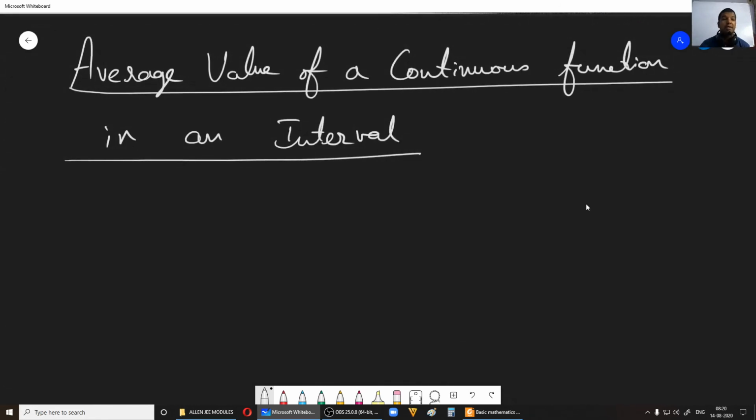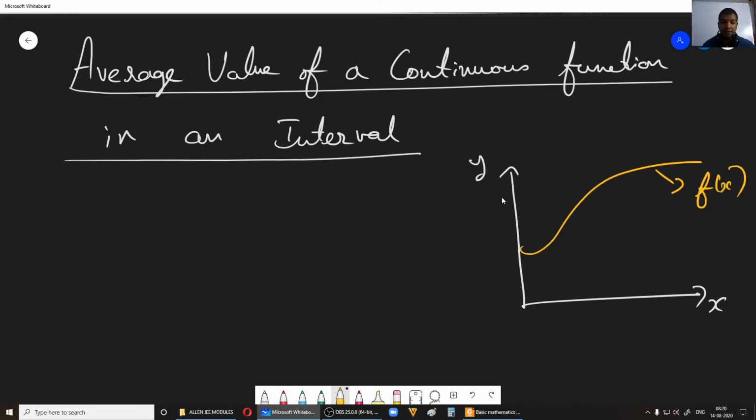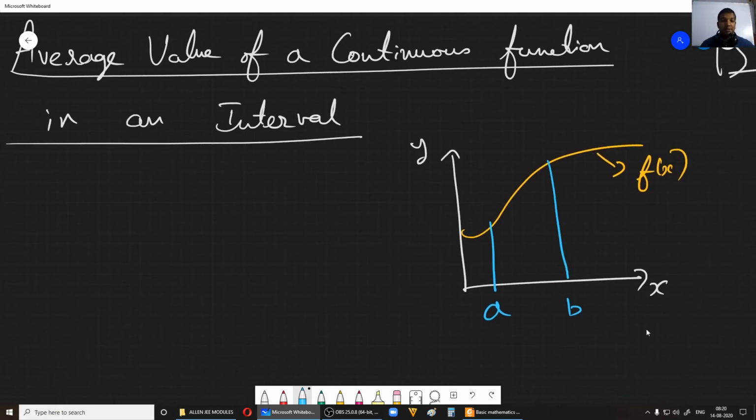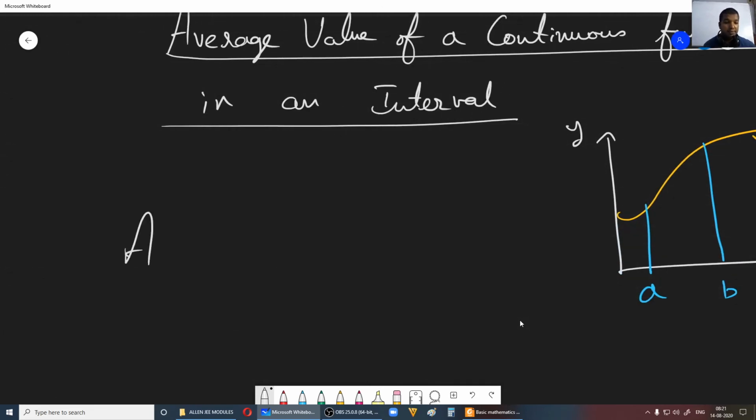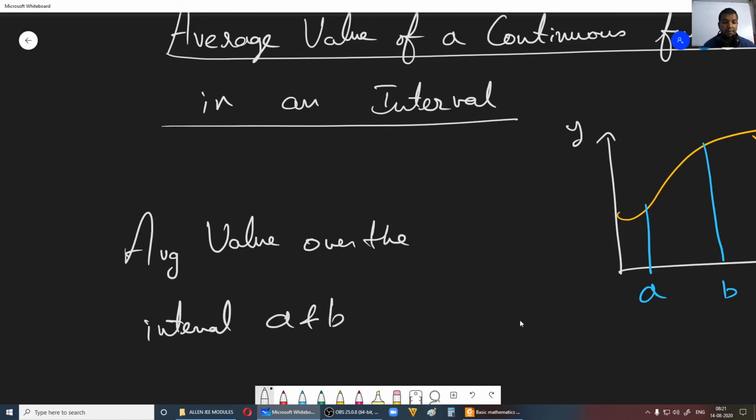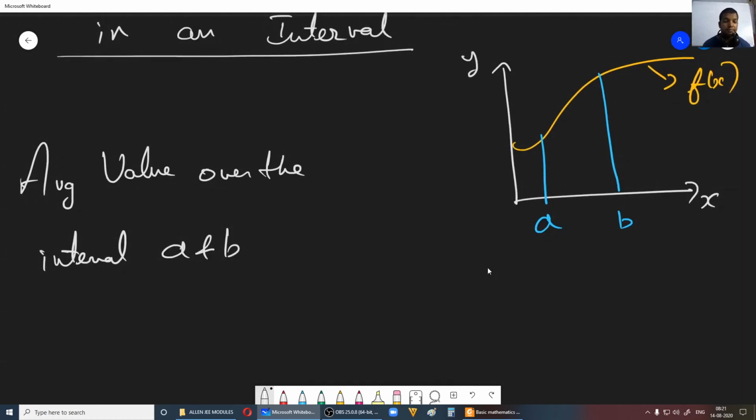Let us try to understand the average value of a continuous function in an interval. Say this is the x axis and y axis, and this is a function of x. Now I'll choose an interval a to b. The average value of the function over the interval a to b will be defined as follows.